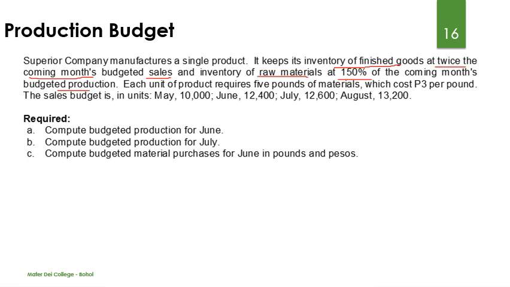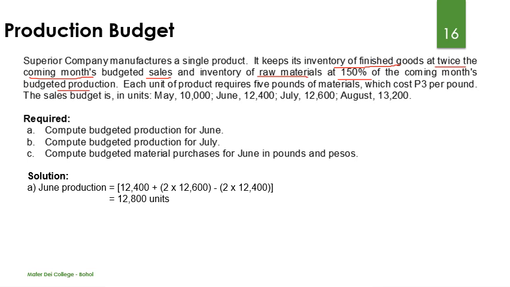So each product requires 5 pounds of materials, which cost 3 pesos per pound. The sales budget in units for May is 10,000, for June 12,400, for July 12,600, and for August we have 13,200. Okay, so for June, what will be our budgeted production? So we will begin with June's requirement. And what is June's requirement?